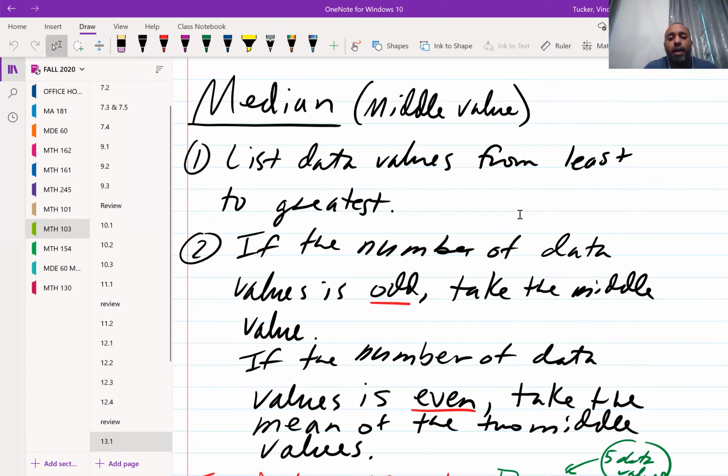Then if the number of data values is odd, take the middle value, because if you have an odd number of data values, there will be a middle value. But if the number of data values is even, you take the mean of the two middle values. So if you have an even number, then you know you don't have an actual middle value. So you're going to take the two middle values, add them together, and divide by 2.